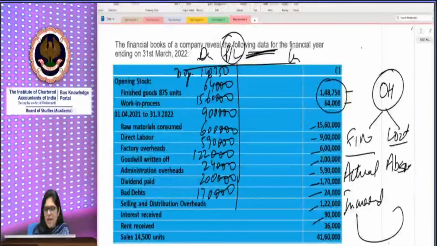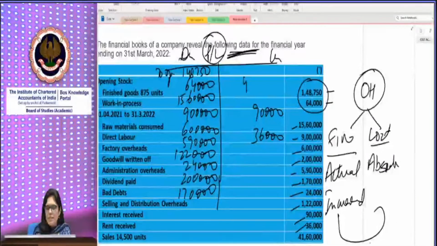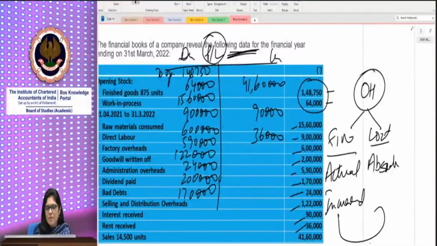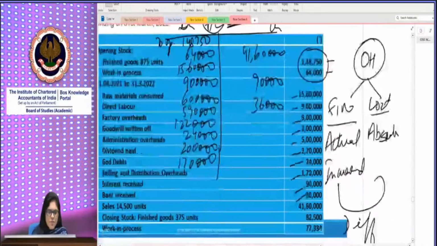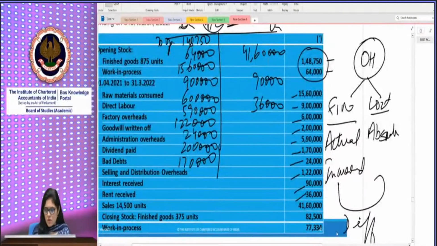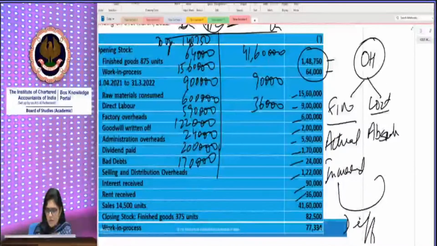Interest received, I'm writing it over here, it's an income, indirect income. Rent received, indirect income. Sales, I'm writing it over here. Is there anything else? No, that is all. Okay, there's closing stock also. So closing stock, I should write it over here, 82,500. I'm writing closing stock over here.